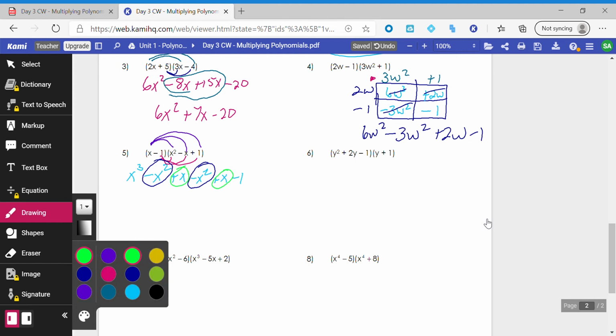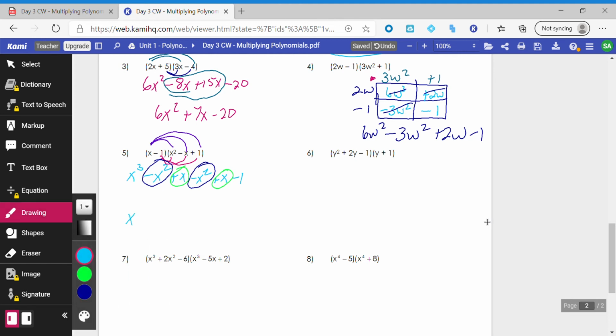So x cubed being on the outside. Next highest exponent would be the 2. So I'm going to combine my x squared. So negative x squared minus x squared, I'll get minus 2x squared. X plus x gives me plus 2x. And then minus 1 is on the outside.